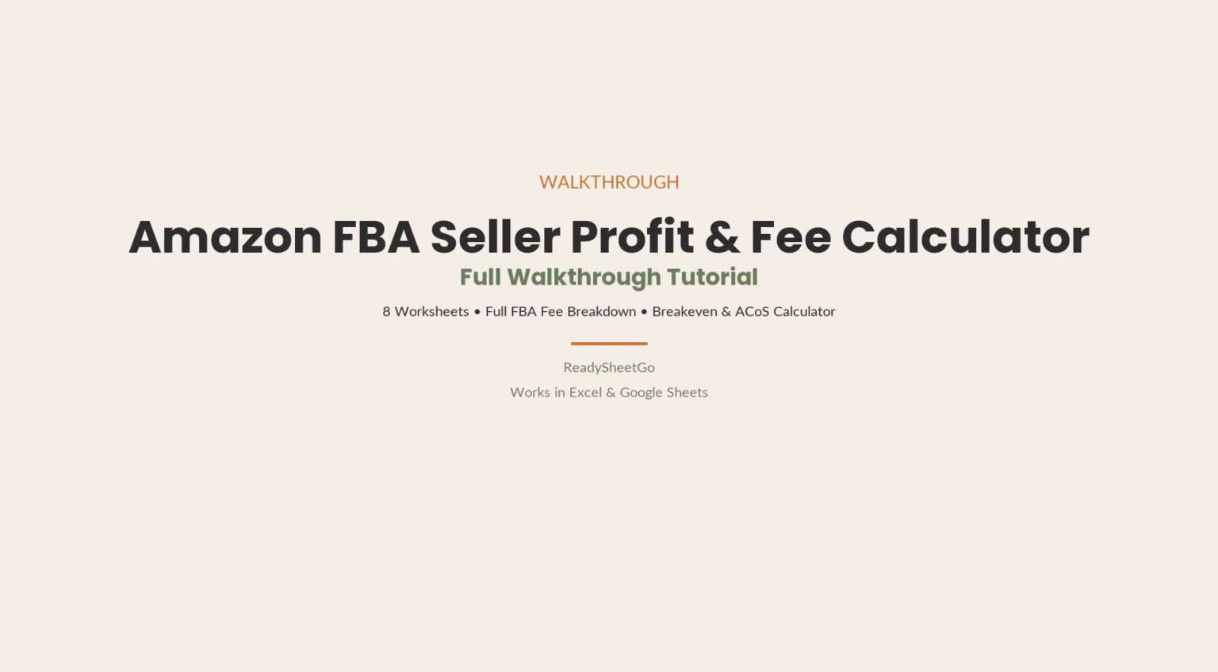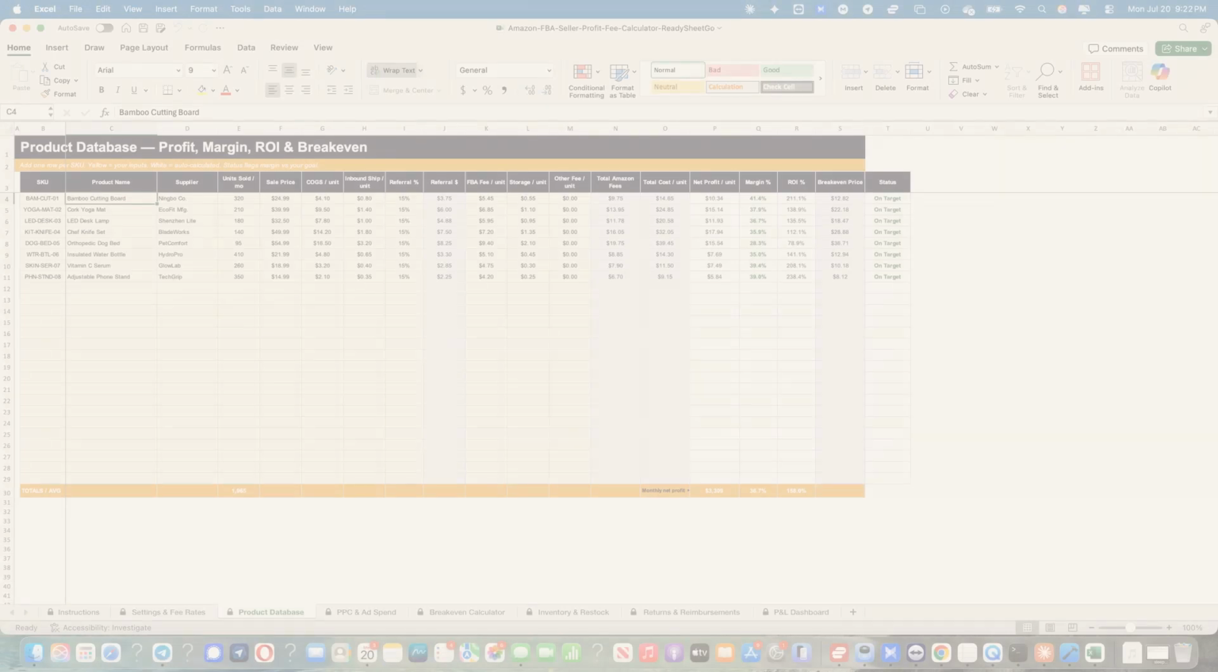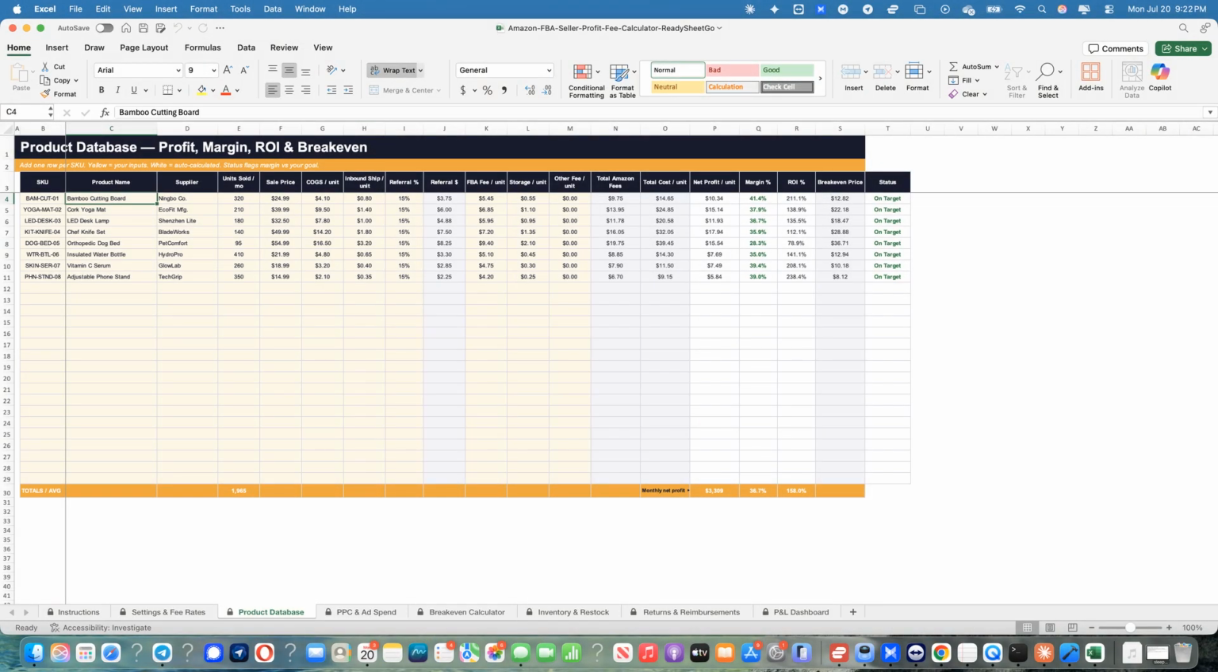What it doesn't show you plainly is what's left after referral fees, fulfillment fees, storage, returns, and ad spend. Let me walk you through the Amazon FBA Seller Profit and Fee Calculator tab by tab. Start on Settings and Fee Rates. Your default referral percentage, FBA fee, storage cost, and monthly plan fee, entered once, so every product inherits them.